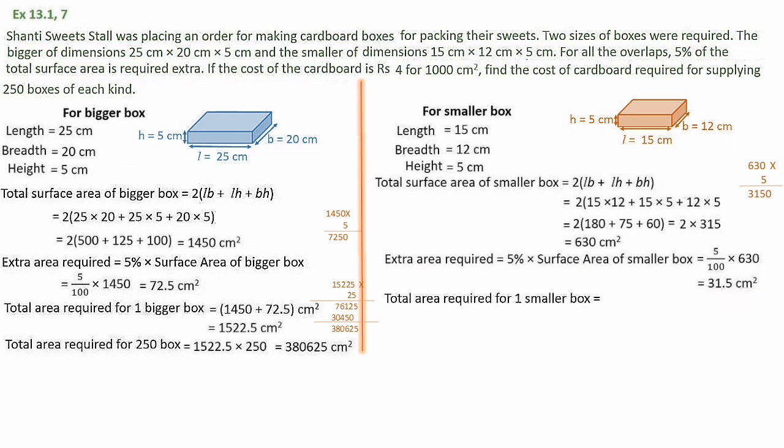So we have to find out total area required for one smaller box. Means this one plus this one. This is the actual area, and this is the additional area we need for overlapping purposes. For better packing, we need this much area extra. So 630 plus 31.5. When you add this one, 661. 630 plus 30, 660. Then 1.5, 661.5 centimeter square. This is the area required for one box.